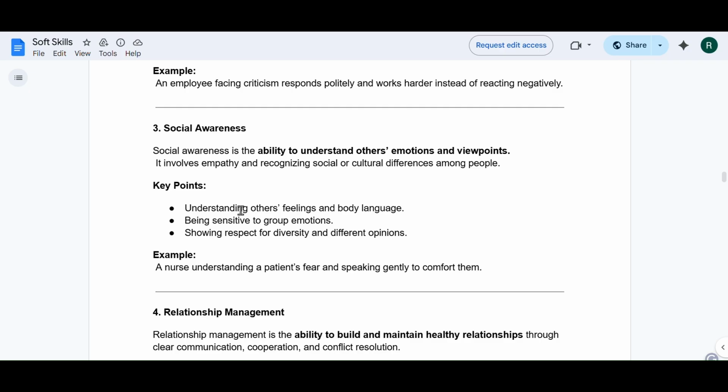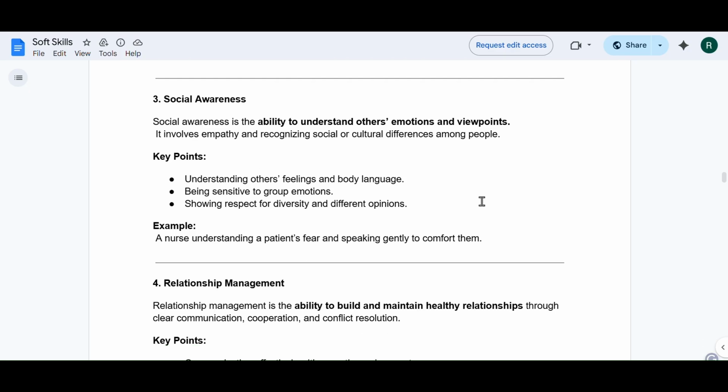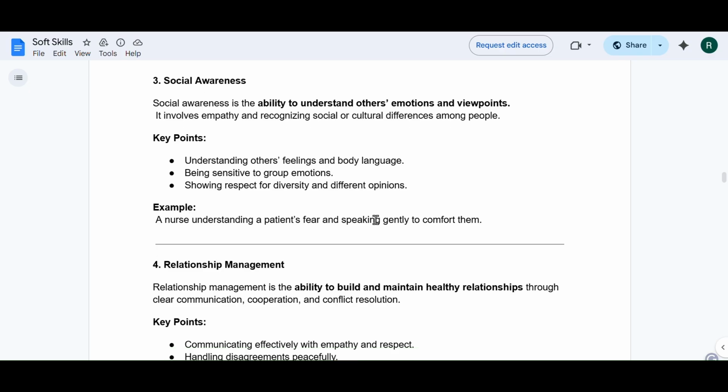Next, social awareness. Social awareness is nothing but the ability to understand others' emotions and viewpoints. Here, not only analyzing ourselves or managing ourselves, we need to analyze others' points of view. Social awareness is nothing but recognizing cultural differences or others' body language. That's it. Understanding other feelings and body language, being sensitive to group emotions, showing respect for diversity and different opinions.